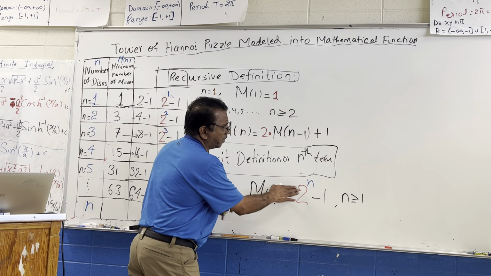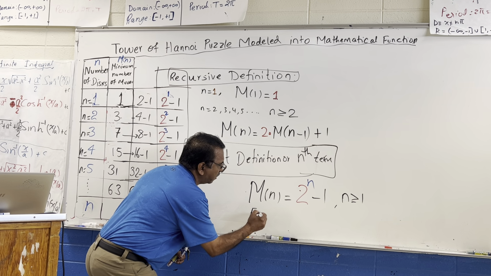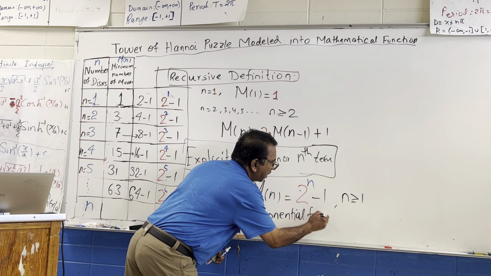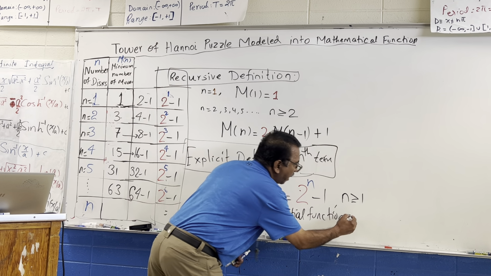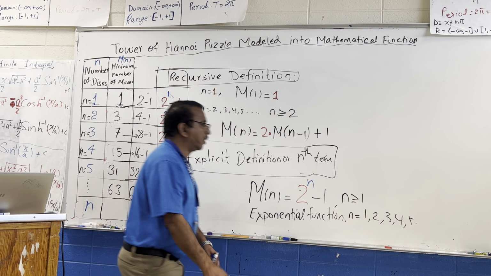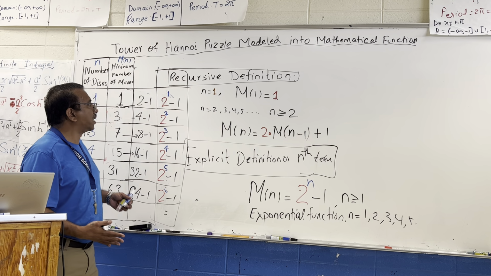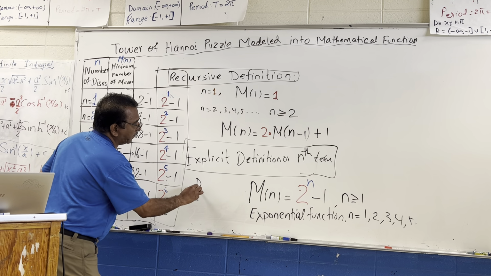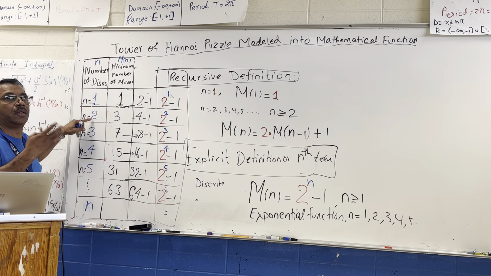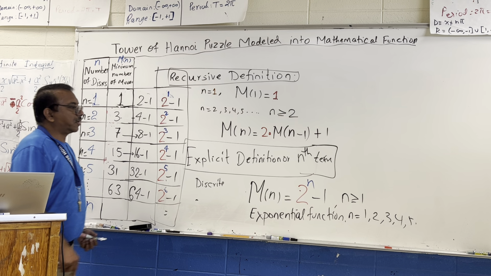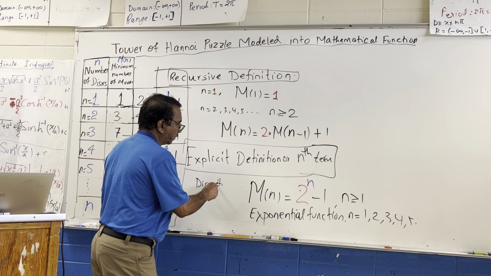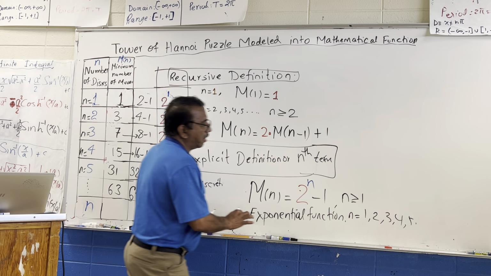This function is the exponential function, with the domain n equals 1, 2, 3, 4, and 5, and so on. It's also called a discrete function, because you can't have in-between numbers like 2 and 3. It has to be 2, then 3. You can't have 2.5. That's why it's called a discrete function.